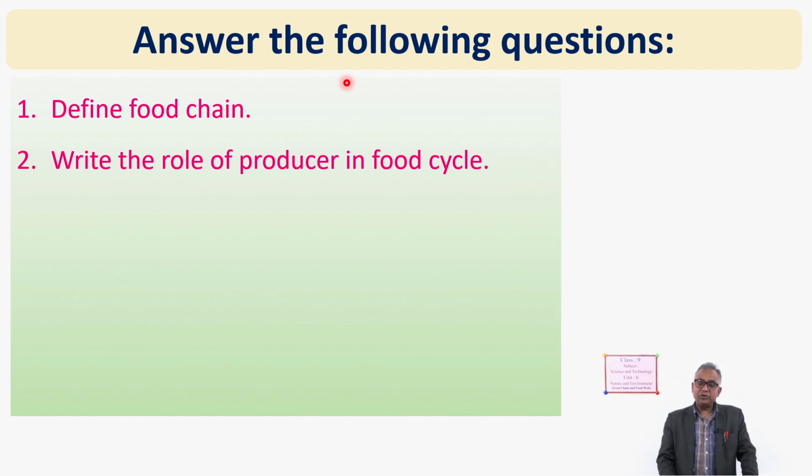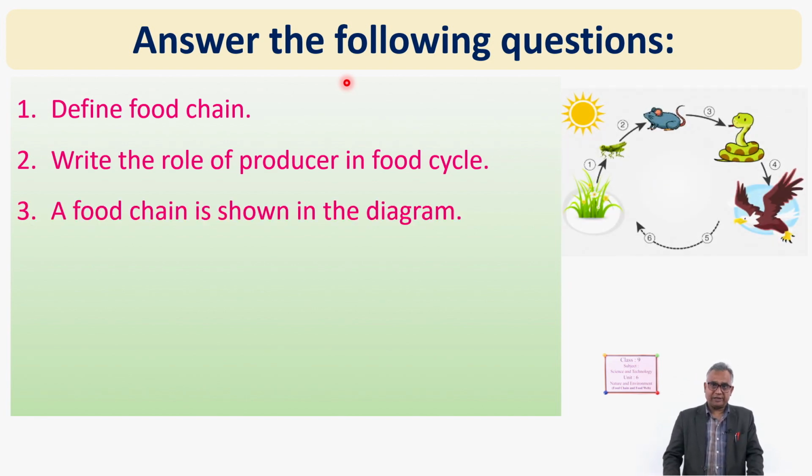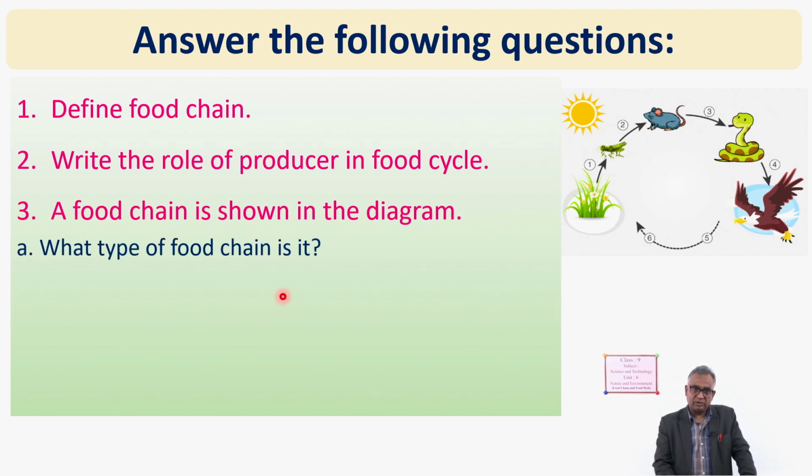Write the role of the producer in a food chain. In a food chain, what is the role of the producer? The producer is the source of energy of that food chain, because from there energy is transferred to all trophic levels. Third one is related to a diagram. Here a diagram is given, a food chain is shown in the diagram. On the basis of it, you have to answer the questions.